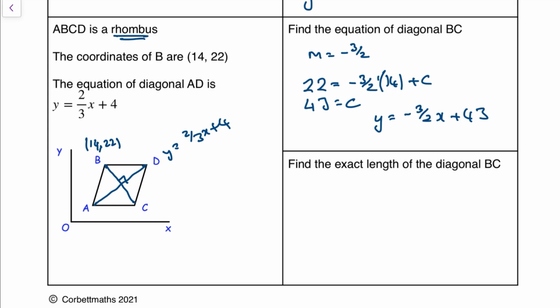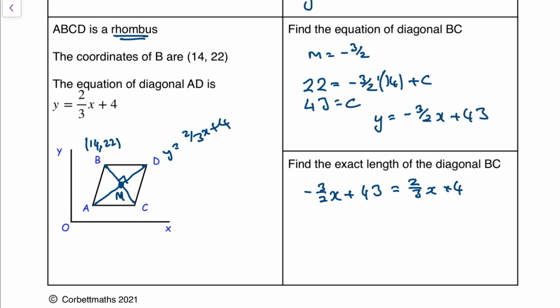Now, this is slightly harder because in order to do that, I'm going to need to find out where BC meets AD. I can't think of another way of doing it. Yeah, that must be right. In other words, I need to find out this point here where the two meet. I'm going to call it M for meeting. Let's do it. So minus 3 over 2x plus 43, the equation I've just worked out, is equal to 2/3 x plus 4. Multiply everything by 6.